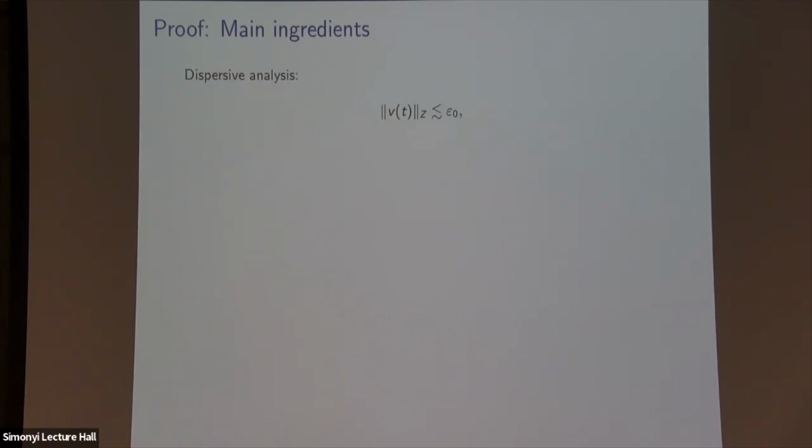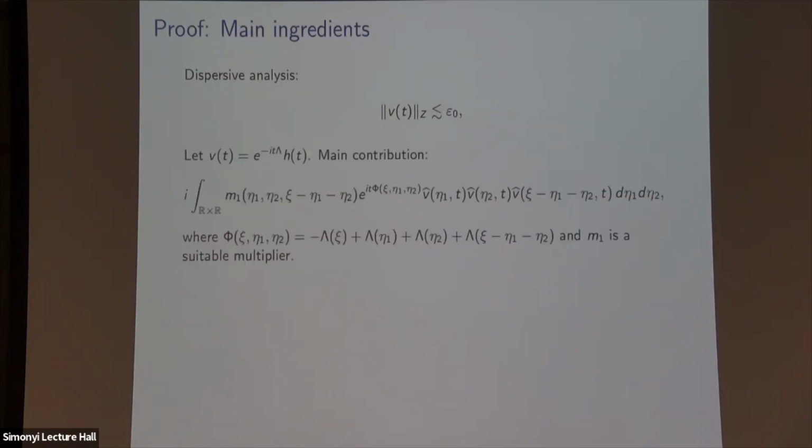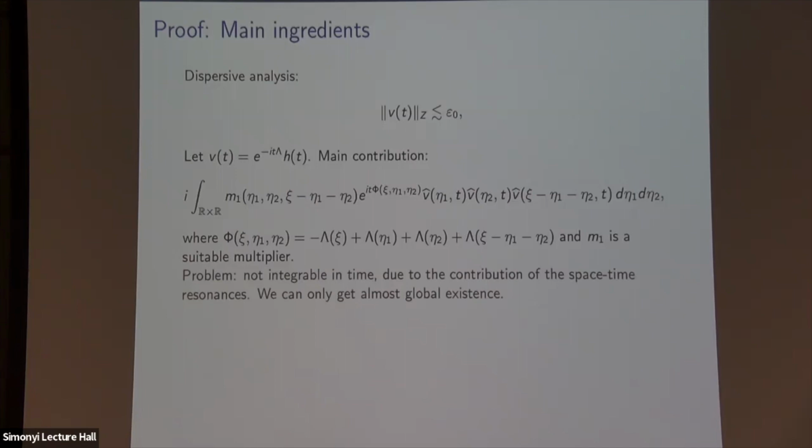Okay, we also have to do dispersive analysis of this term involving the Z norm, and this is where the resonances come into play. If we look at the main contribution of this norm, then this comes from this cubic part. There is some phase, M1 is some suitable multiplier, and if we try to do stationary phase, integrate by parts, and so on, then we barely fail to get the good decay. We have some decay which is 1/t. If we try to integrate in t, we fail. We have a logarithmic loss, but we're almost there.